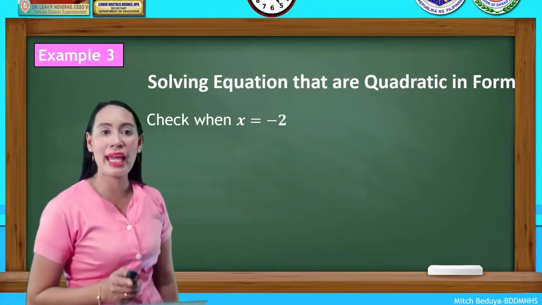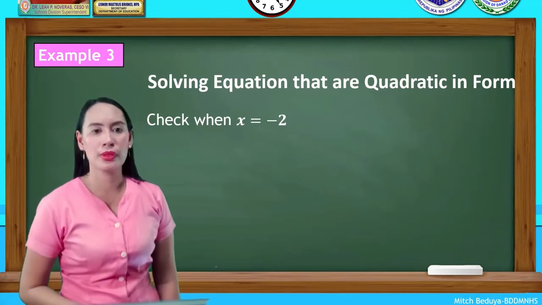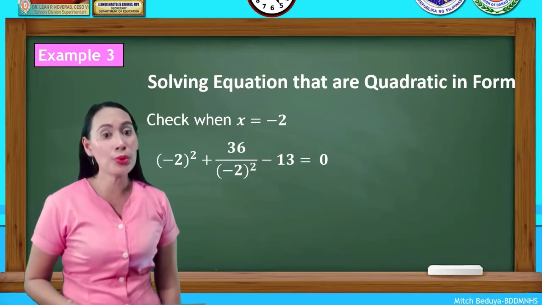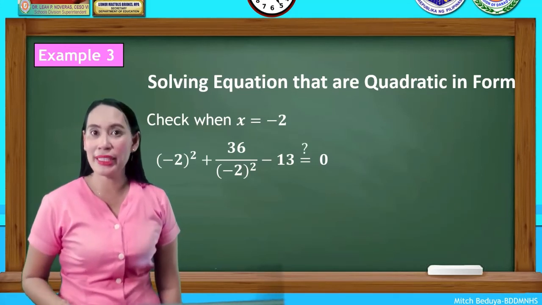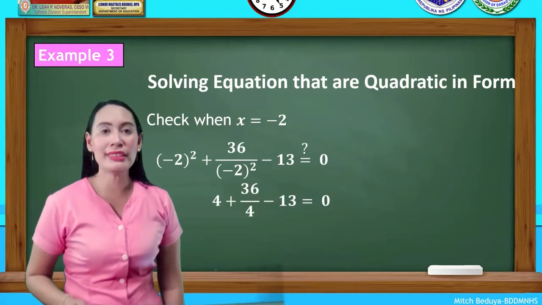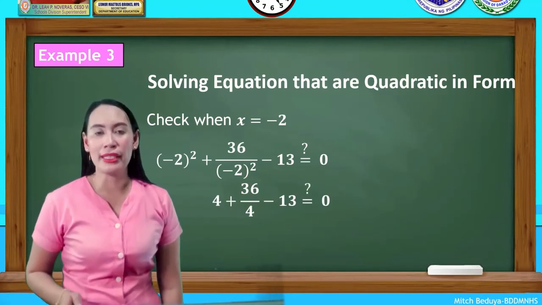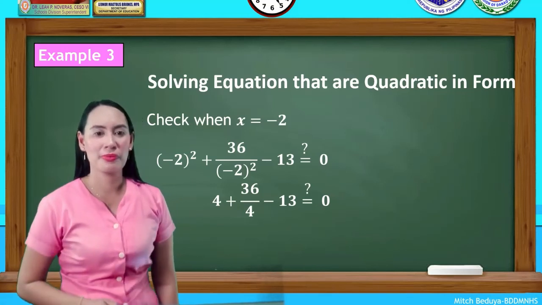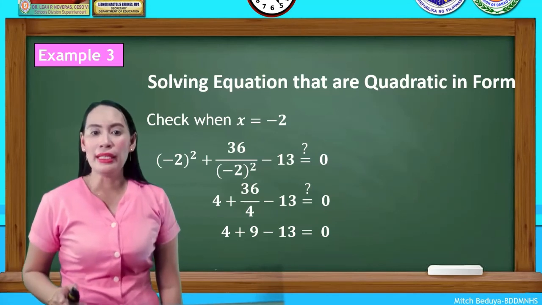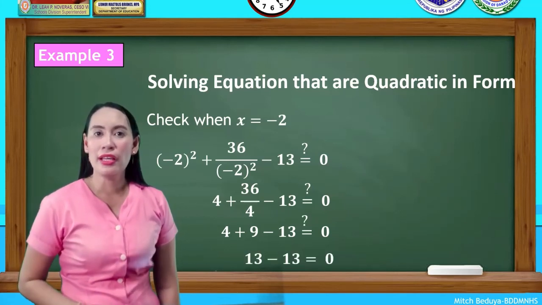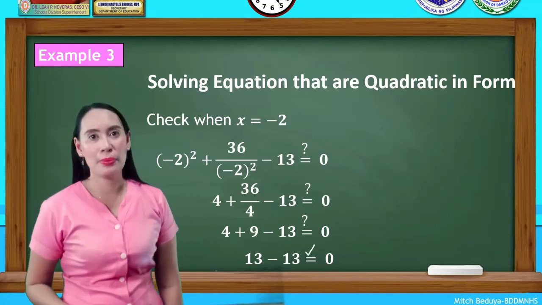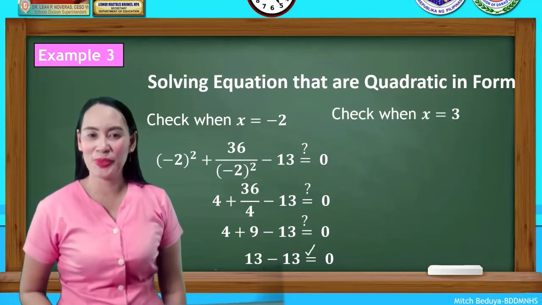Next, we will check when x is equal to negative 2. Negative 2 squared plus 36 over negative 2 squared minus 13. Is it equal to 0? 4 plus 36 over 4 minus 13. Is it equal to 0? 4 plus 9 minus 13. Is it equal to 0? 13 minus 13 is equal to 0, because 0 is equal to 0.